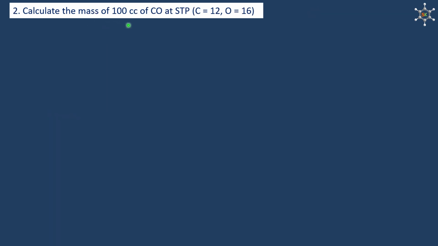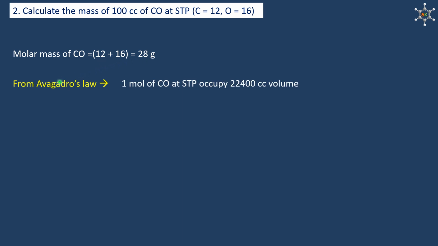Calculate the mass of 100 cc of carbon monoxide at STP. Atomic weight of carbon is 12 and that of oxygen is 16. Let us first find out the molar mass of carbon monoxide in this case. That is 12 plus 16, 28 gram. From Avogadro's law, we know that 1 mole of any gas at STP occupy 22,400 cc volume. Same thing can be applied even for carbon monoxide. So, 1 mole of carbon monoxide at STP occupy 22,400 cc volume.